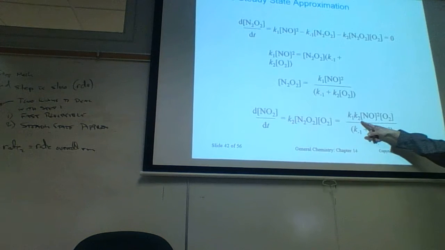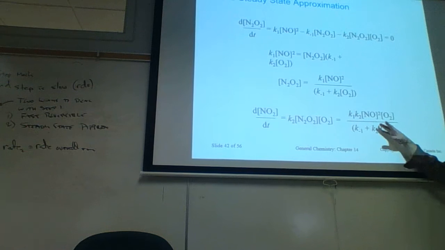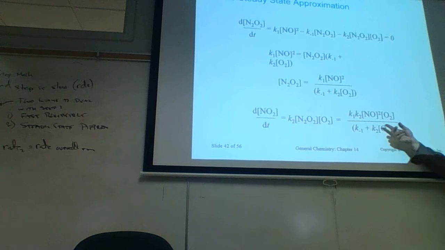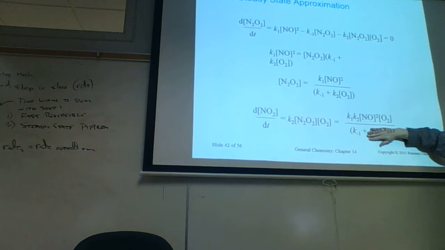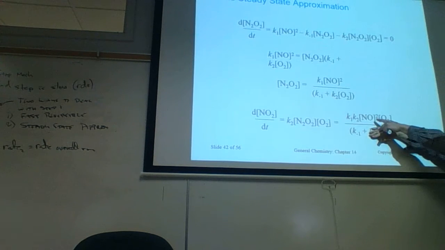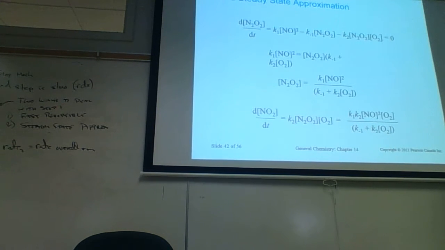When we look at this equation, does it match the experimental rate law? This is our theoretical rate law that we got by this mechanism in the steady state approximation. And when you look at it, it doesn't match because we have this denominator with O2 in here, and our experimental rate law just had NO squared O2. It looks like it doesn't match, but it actually does match because of this.